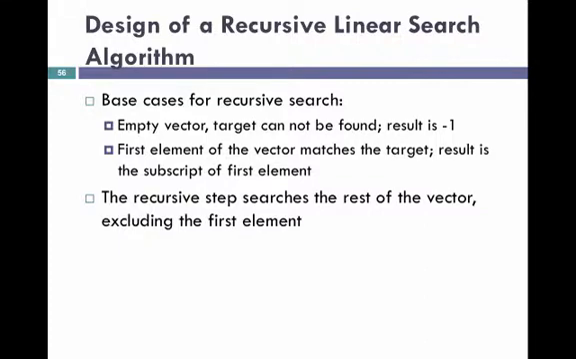The base case for the recursive search is an empty vector. The target can't be found, and the result is -1. And if the first element of the vector matches the target, the result is the subscript of the first element. So those are two base cases. Then the recursive step is to search the rest of the vector, excluding the first element. This should remind you of searching a string.